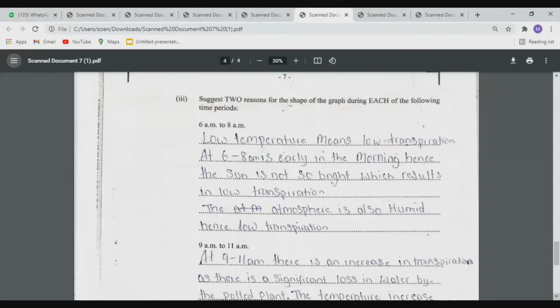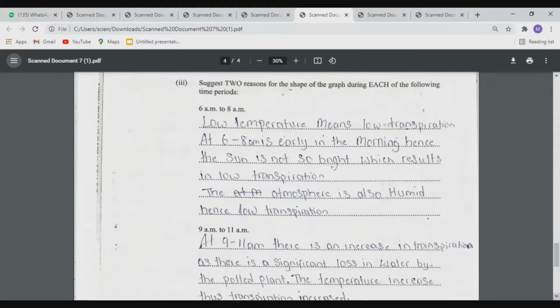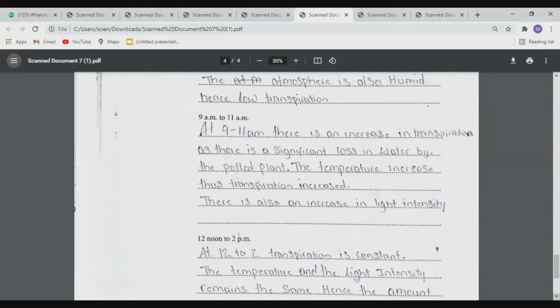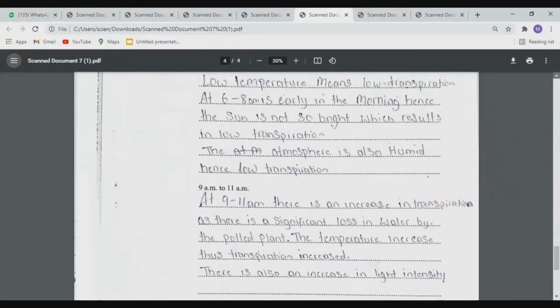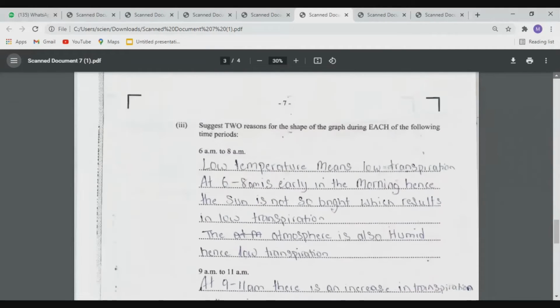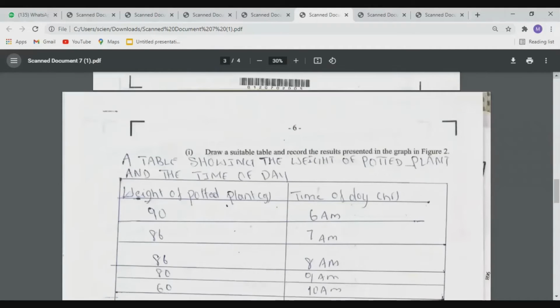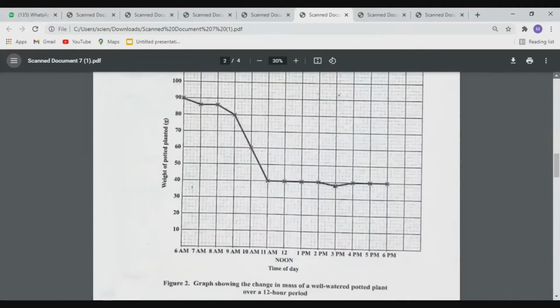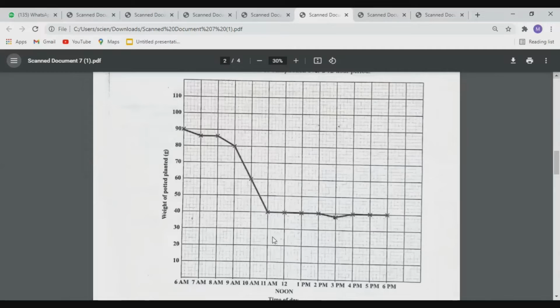at 9 a.m. to 11 a.m. So we're going to go back to see what is happening at 9 a.m. to 11 a.m. and then at 12 noon to 2 p.m. So the first thing we're going to look at is 9 a.m. to 11 a.m. Then we're going to go to 12 noon to 2 p.m. So to get this, guys, you always have to go back to your graph. It's easier seen on the graph.